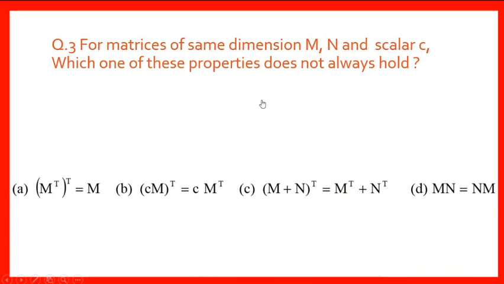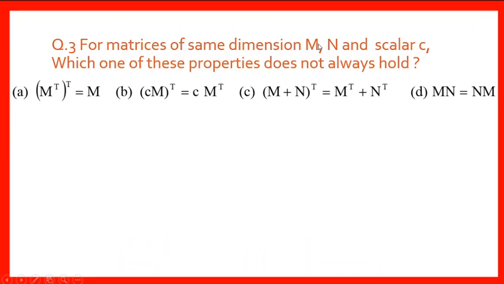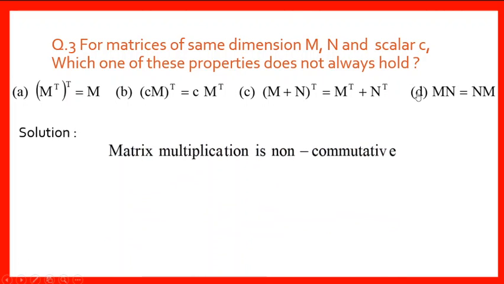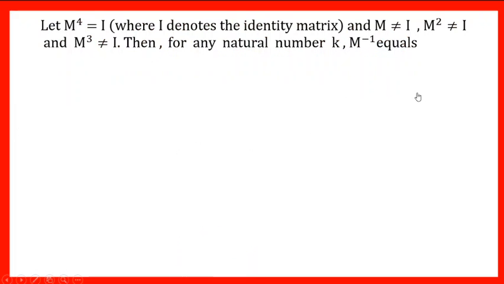Let us move to the next one. Question number 3. For matrices of same dimensions M and N and a scalar, which one of the following properties does not always hold? By looking at the options themselves, we can decide here. Here M and N are matrices, and just now I told you that matrix multiplication is non-commutative. So looking at the options, you can decide option D is the incorrect property, right? This does not hold. Therefore option D is the correct choice for getting the answer. Let us move to the next one.